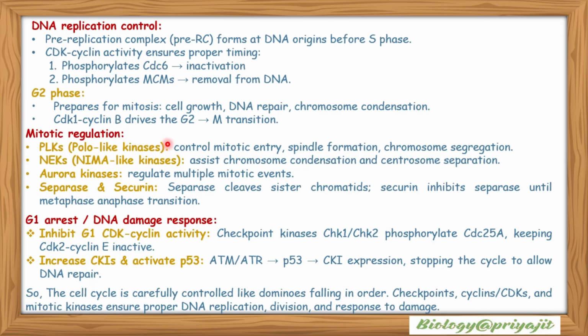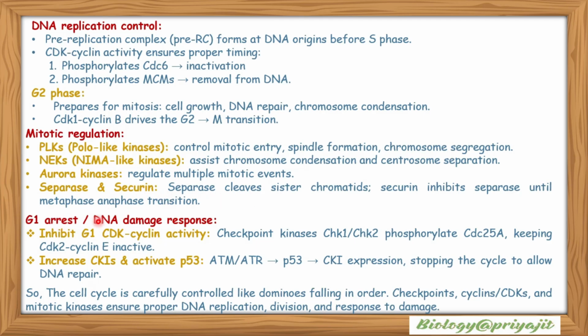Mitotic regulation: PLKs, or polo-like kinases, control mitotic entry, spindle formation and chromosome segregation. Next, there are NIMA-like kinases, which assist chromosome condensation and centrosome separation. Aurora kinases regulate multiple mitotic events. Then separase and securin: separase cleaves the link between sister chromatids, and securin inhibits separase until the metaphase-anaphase transition.